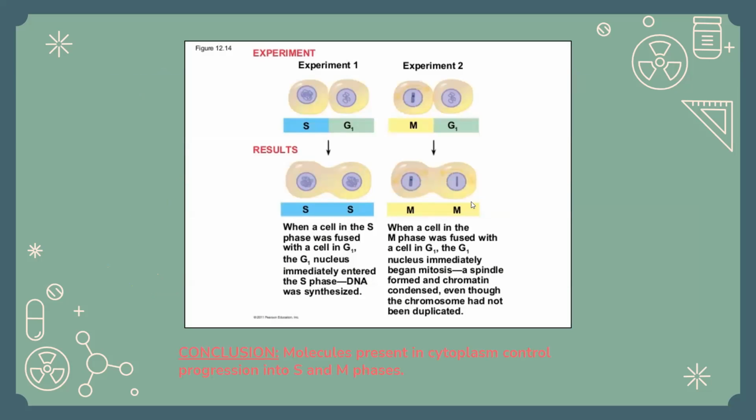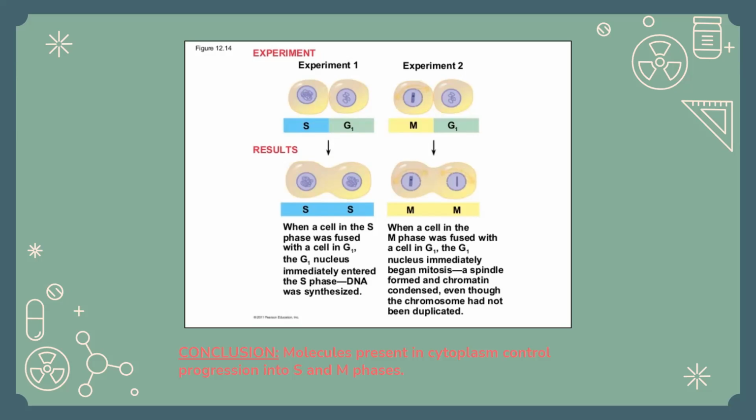Okay, so this is an experiment that led to the conclusion that molecules present in the cytoplasm are what control progression into S and M phases. So in the first experiment, we see one cell in the S phase and one cell in the G1 phase. And when you fuse the two cells, the cell in the G1 phase immediately entered the S phase, and its DNA began to duplicate and synthesize more.